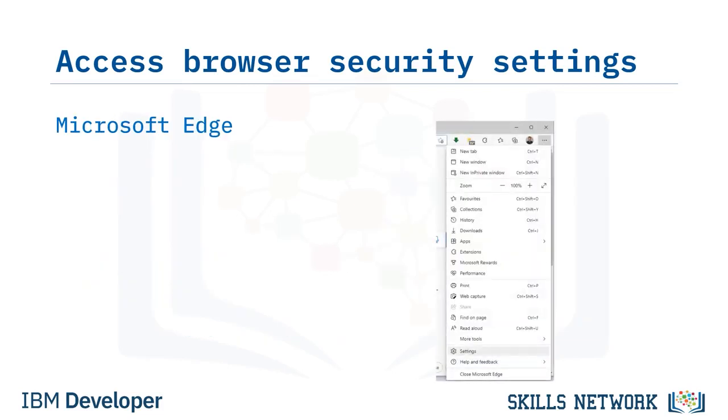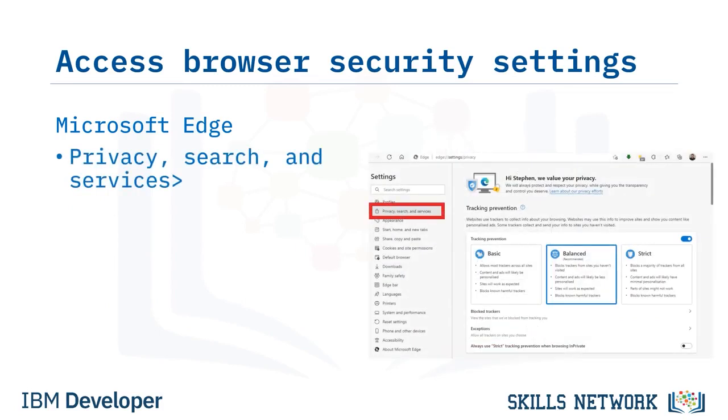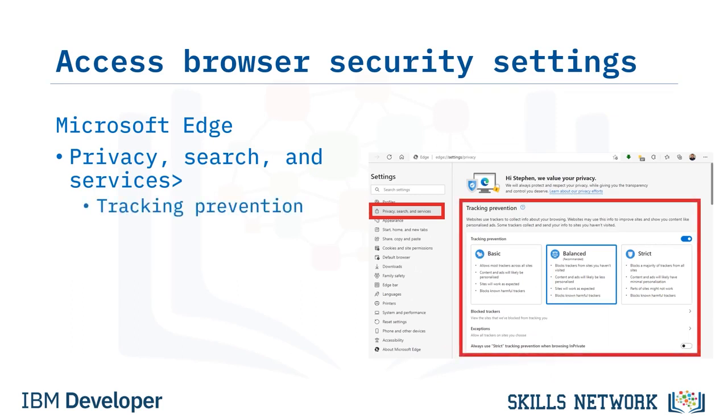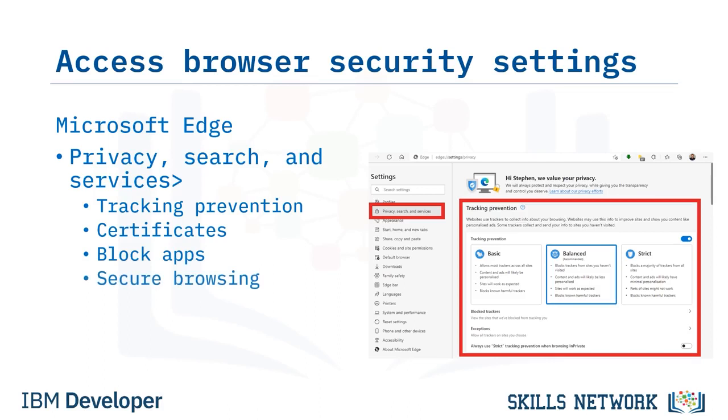And in Microsoft's Edge web browser, you can access security and privacy settings by selecting the Settings and More button, that's the horizontal 3 dots in the top right corner, and selecting Settings. Then, for most security settings, you select Privacy, Search, and Services from the left navigation menu. Here, you can configure several security settings, including tracking prevention, managing certificates, blocking unwanted apps, and secure browsing options. And again, you can also navigate directly to this settings page by browsing to Edge://settings/privacy in the address bar.